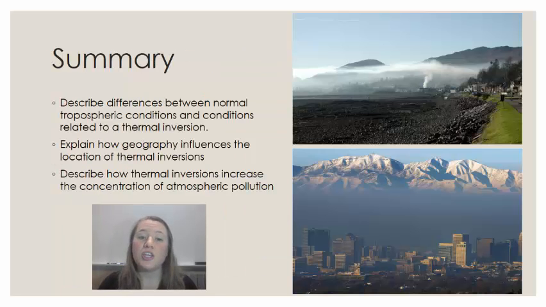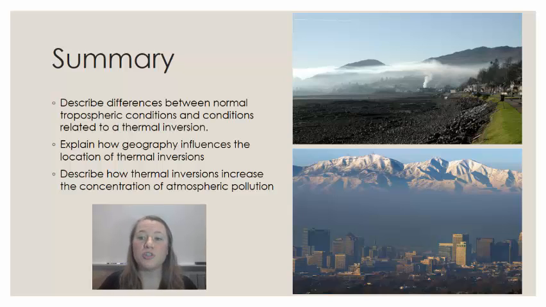Now, in summary, you should be able to describe the difference between a normal tropospheric condition and a condition related to a thermal inversion. You should also be able to briefly explain how the geography of a location influences whether or not a thermal inversion will persist. And you should be able to describe how these thermal inversions trap that pollution to increase the impacts of that air pollution.